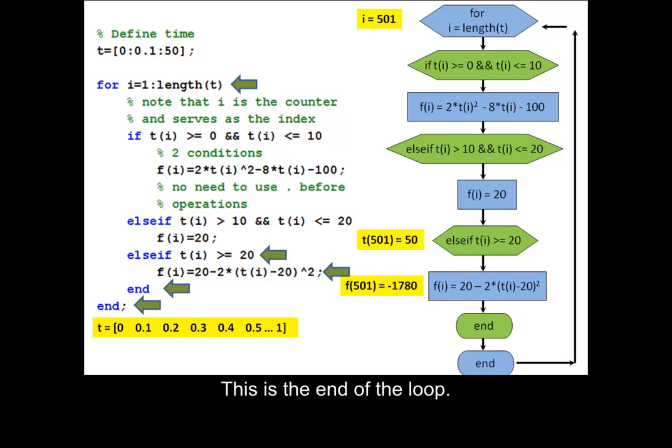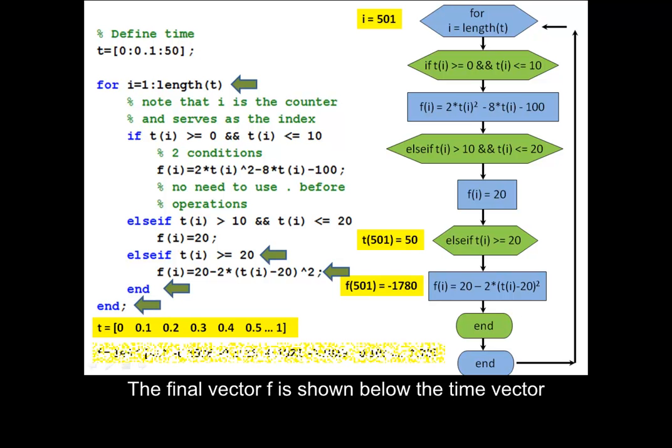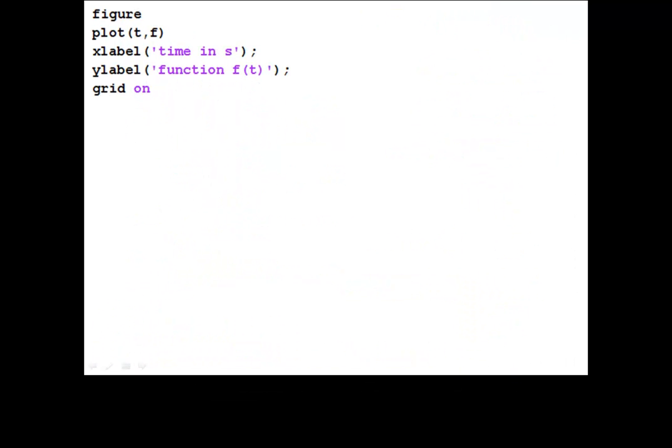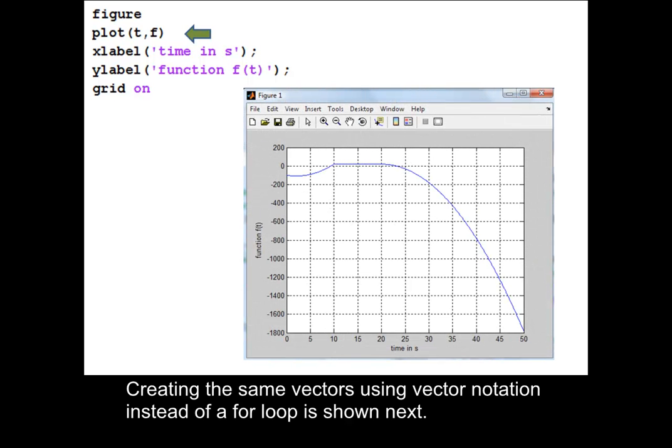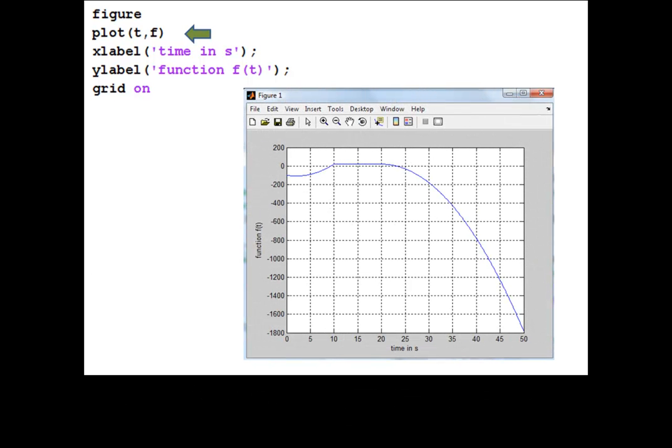This is the end of the conditional statements. This is the end of the loop. The final vector f is shown below the time vector. Plot time versus f of t.